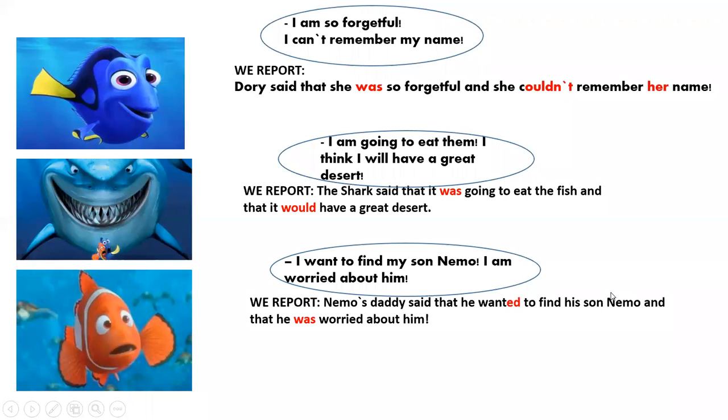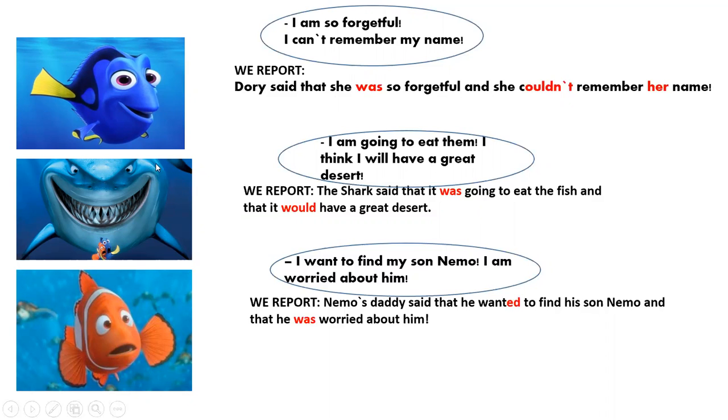We go to the next slide, and now we need to recall what was said by these three characters. We report. Dory said that she was so forgetful and she couldn't remember her name. Look how we change the words from present to past. Dory said that she was, instead of I am, so forgetful. I can't remember my name. Dory said she couldn't remember her name. Here you can see all the words that have been changed.